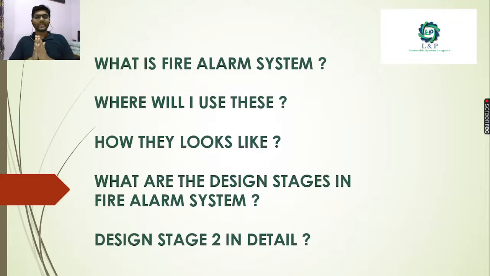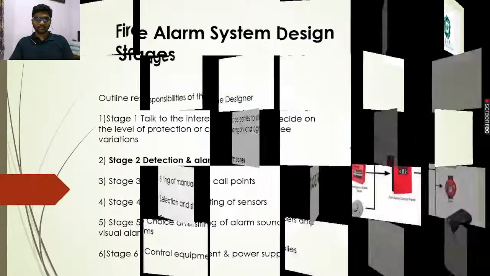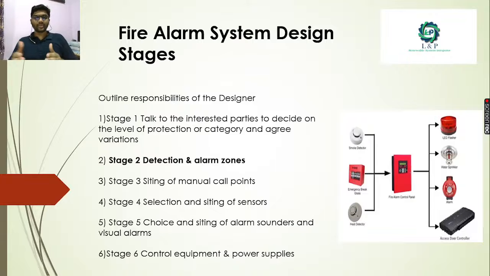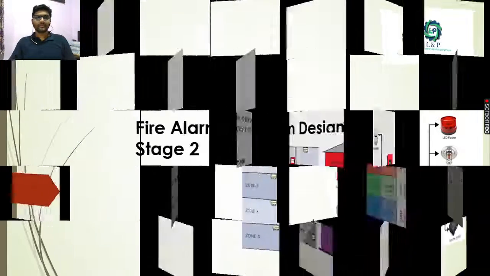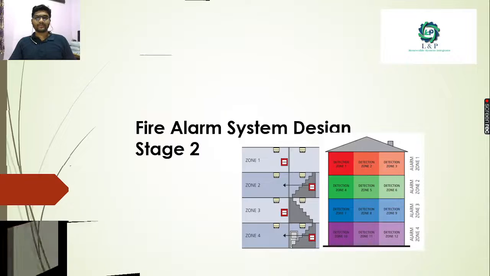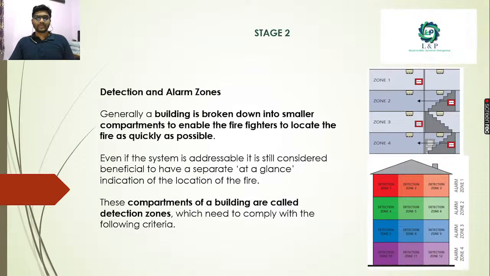Today we are going to see design stage 2 in detail. Design stage 2 is nothing but detection and the alarm zones. Detection plays an important role in detecting the heat as well as the smoke. So how are we going to do the detection and the alarm zoning?